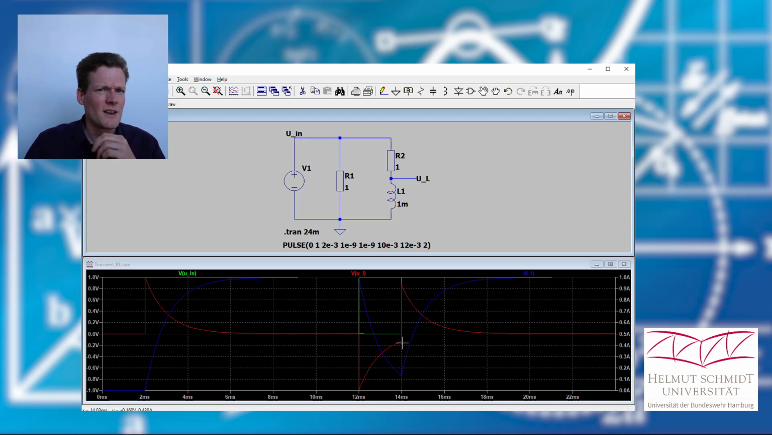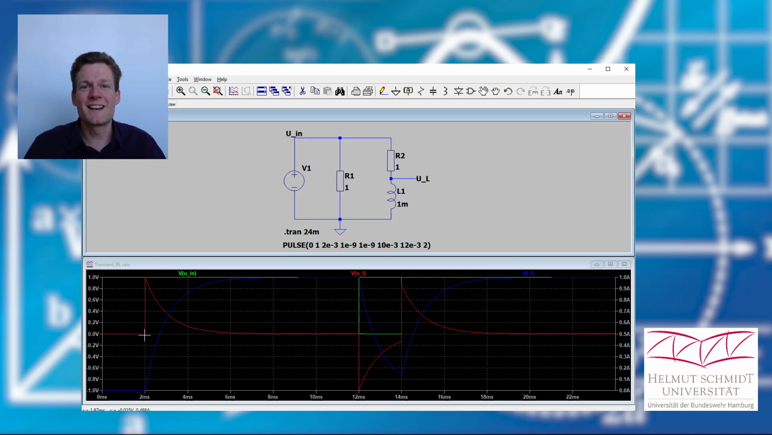So an inductor definitely does not behave like a short circuit if we look in detail. If we wait long enough, and we call that the steady state, then the voltage at the inductor is 0, so it behaves like a short circuit, and the current in our circuit is the 1 ampere through the inductor, and that is what we expect in a short circuit. But directly after switching on or off our voltage source, we have a transient effect.